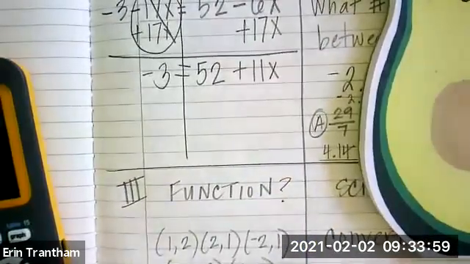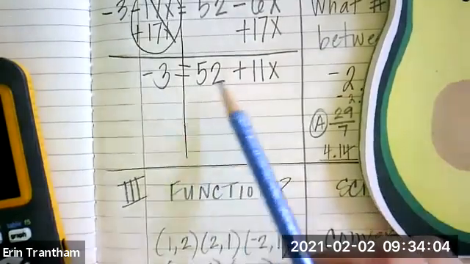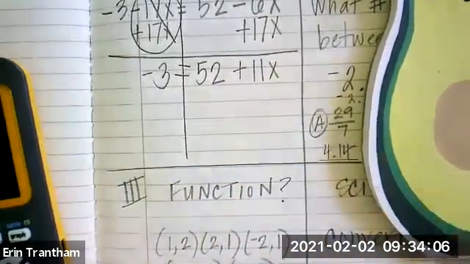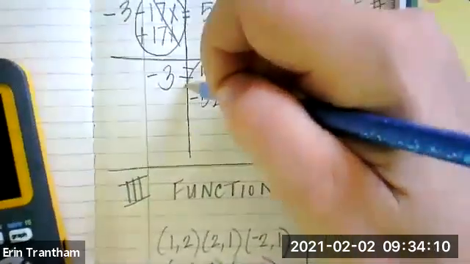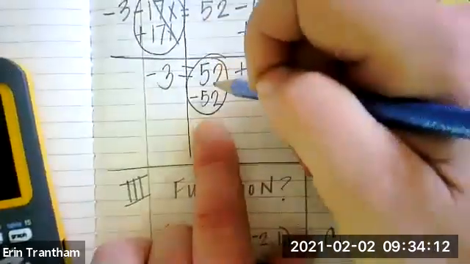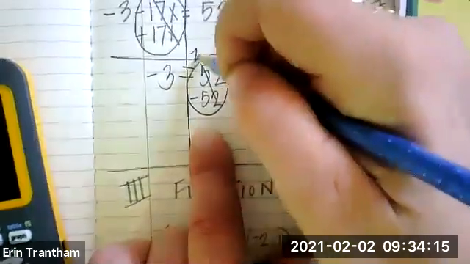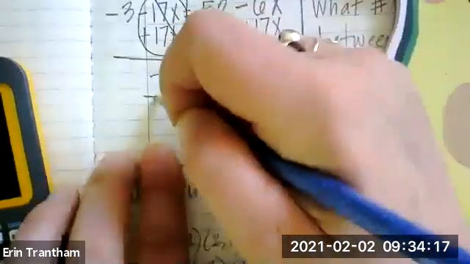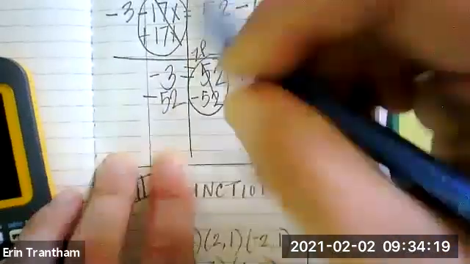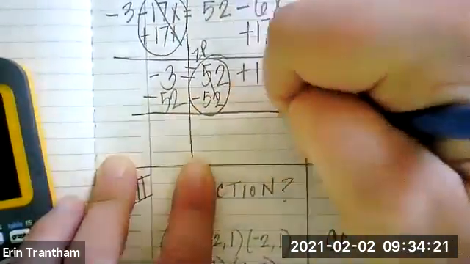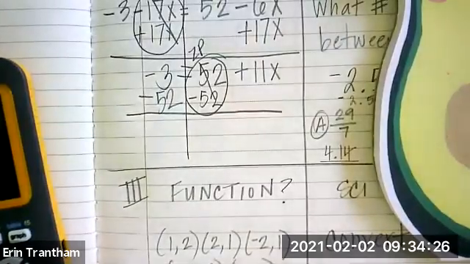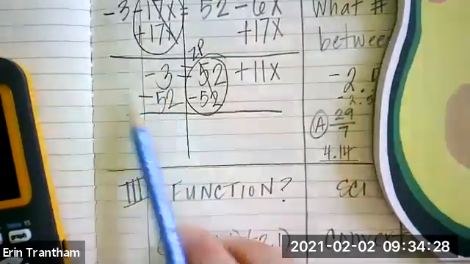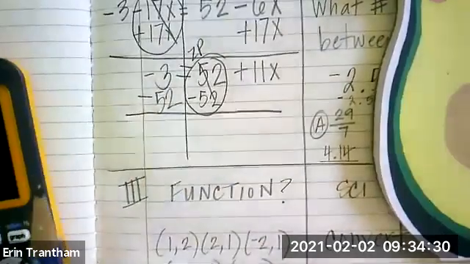Now what? Zero pair the 52, because we're trying to move things away from 11x. So minus 52. If I have $52 and I give $52 away, I have $0. Minus 52 on the left side. And we can combine those because neither one of them has a last name. And you know that this is negative 3 minus 52.